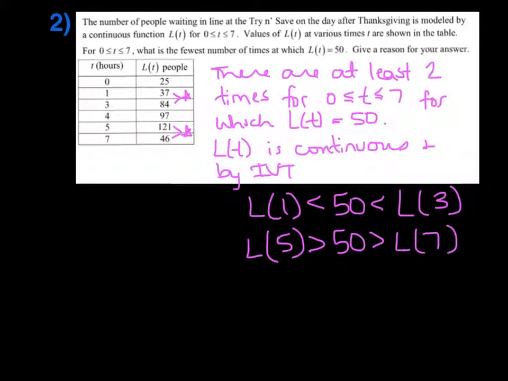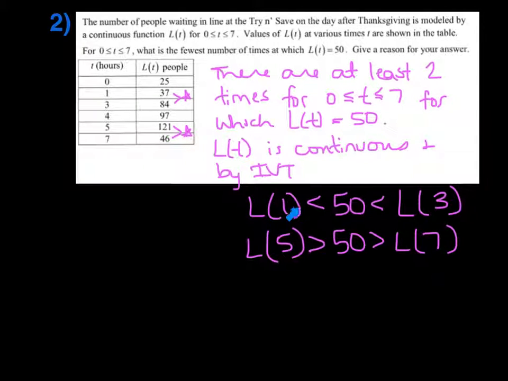So I was able to say there are at least 2 times for the interval, so you always want to state the time interval for which L of t equals 50. Again, just parroting back the question with my answer. Why can I give a reason for my answer? L of t is continuous, you must say that, and by IVT, and then your intervals of time, where the number of people in line fluctuates below and above 50.